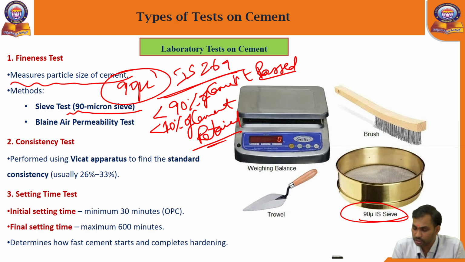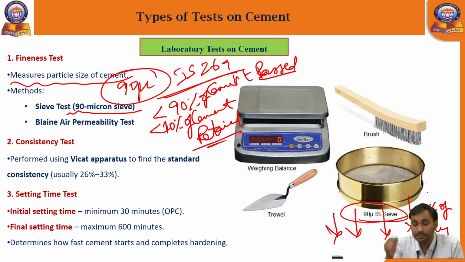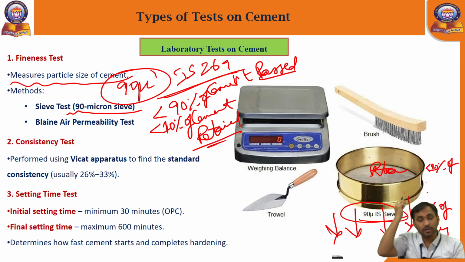Let us take a small sieve. I am taking 100 grams of cement and placing it in this sieve. After some shaking, 90 percent of the cement should pass through the sieve. What is meant by retained? Retained means less than 10 percent of the cement is retained on the sieve. That is why we have to take the 90 microns sieve.